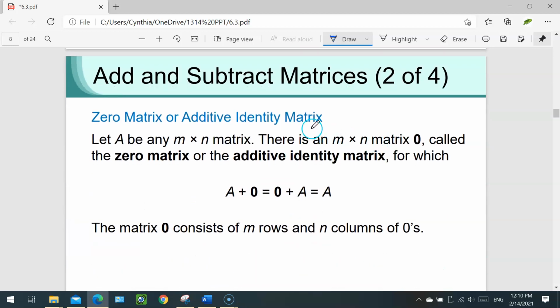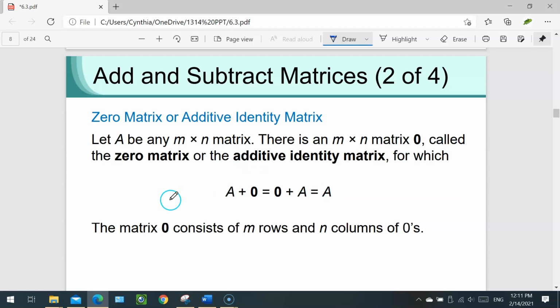Now we move on to the zero matrix, or additive identity matrix. This tells us that a matrix combined with a zero matrix, we can swap the order. We put a zero matrix in the front to add the matrix A, and the result still goes back to the matrix itself.